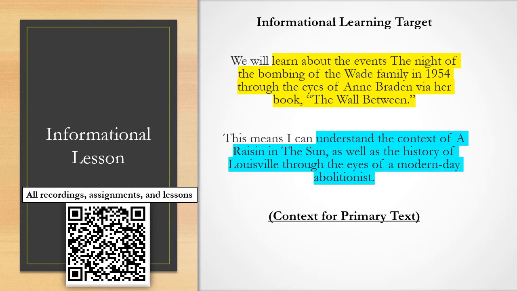All right, so for our informational lesson today, we're going to learn about the events the night of the bombing of the Wade family in 1954 through the eyes of Anne Braden via her book, The Wall Between. This means we can understand the context of A Raisin in the Sun, as well as the history of Louisville through the eyes of a modern-day abolitionist. So this is kind of doing 2 things for us. We're talking more about the context of A Raisin in the Sun, and we're learning a little bit more about the history of our city.